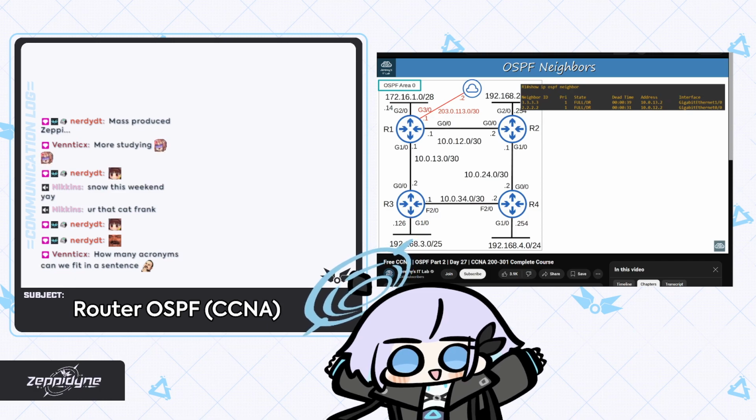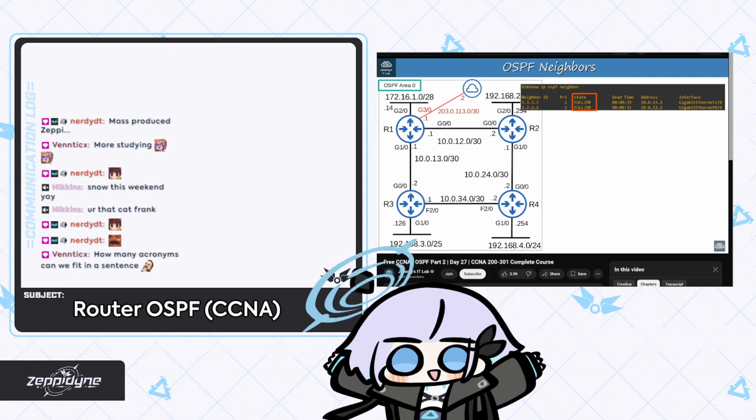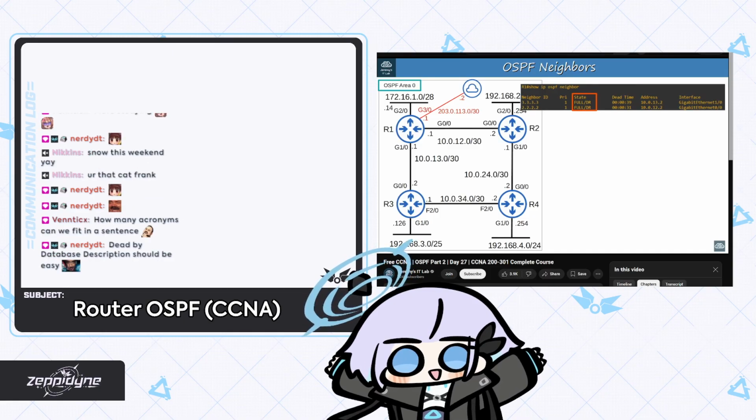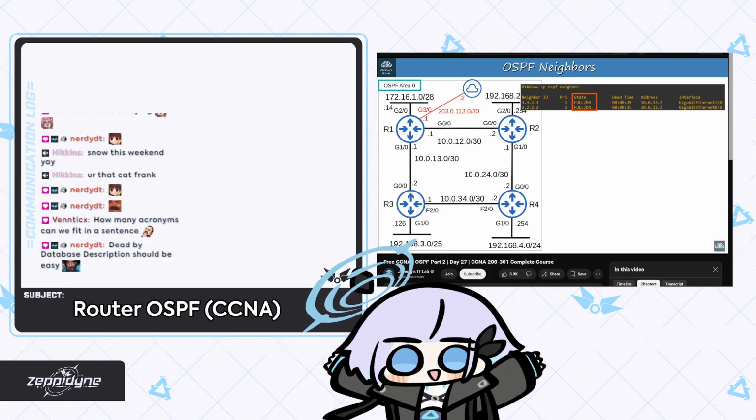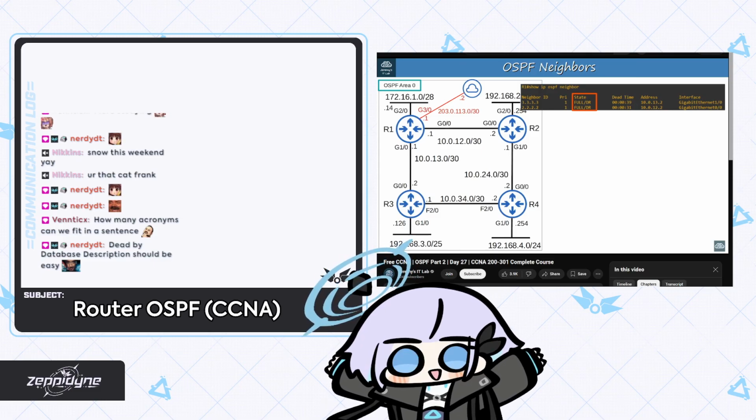Here is show ip ospf neighbor. I entered it on R1. Note the full state with both neighbors R2 and R3. Also, both R2 and R3 are DRs by description. Again, I will explain DRs in the next video.